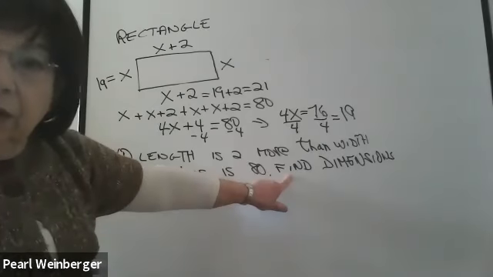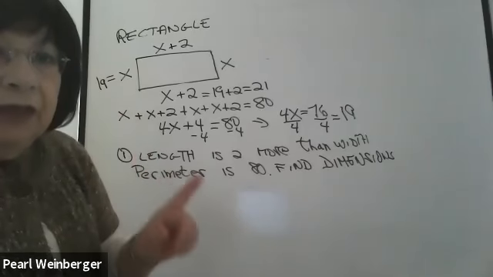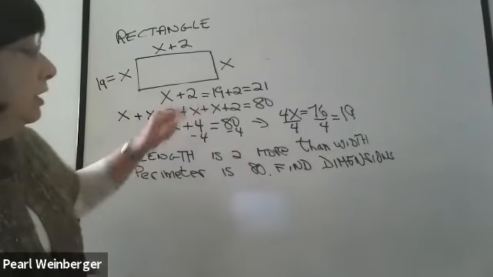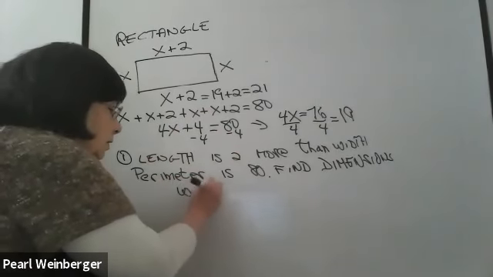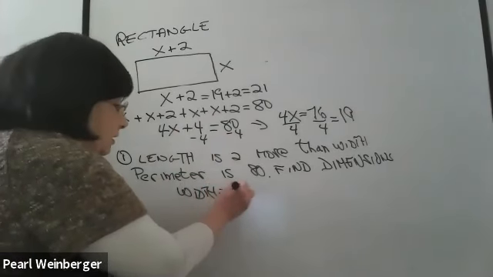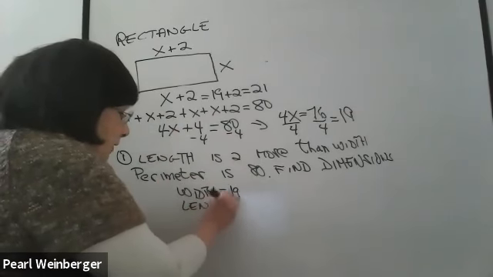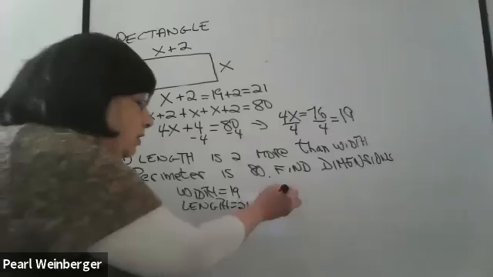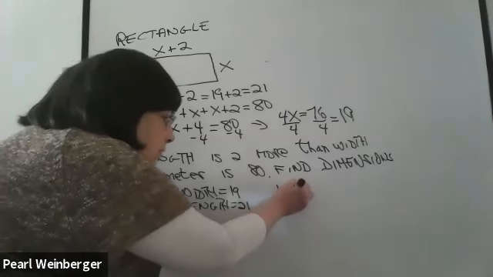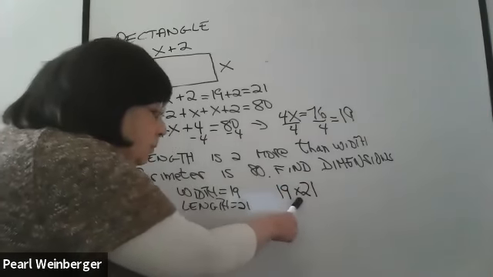Now notice the question asks find the dimensions. The word dimensions means find both the length and the width. So I could either say that the width is 19 and the length is 21, or sometimes they write the answer like this: 19 with a little x and a 21. This means 19 by 21.